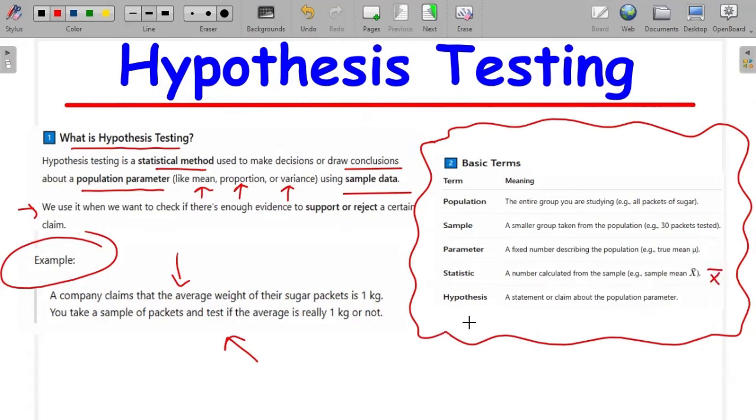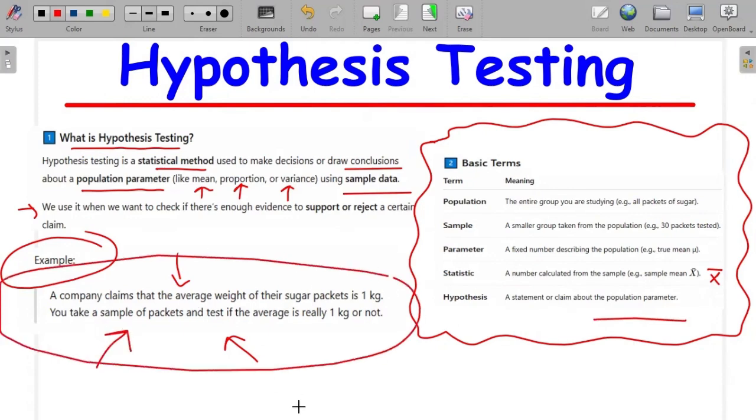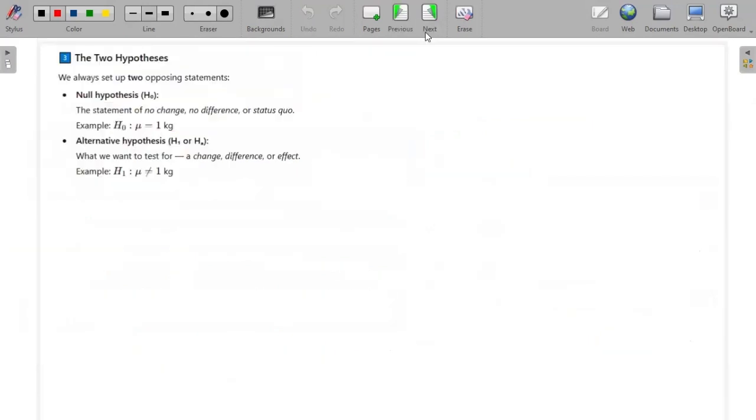You also have to know what a hypothesis is. A hypothesis is just a statement or a claim about the population parameter. From this statement here, I can come up with 2 hypotheses: the null hypothesis and the alternative hypothesis. The null hypothesis is indicated by H0. This means the null hypothesis. The null hypothesis is the statement of no change, no difference, or no status quo.